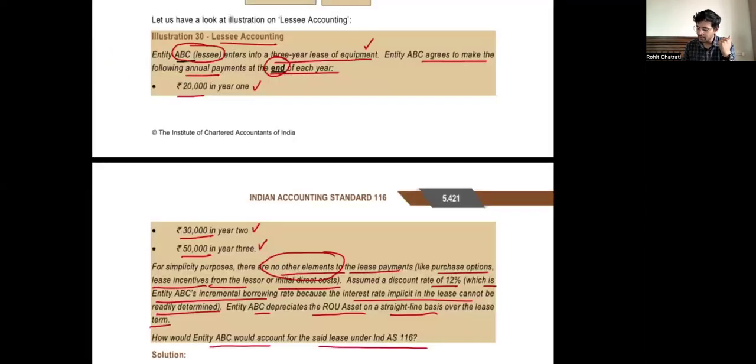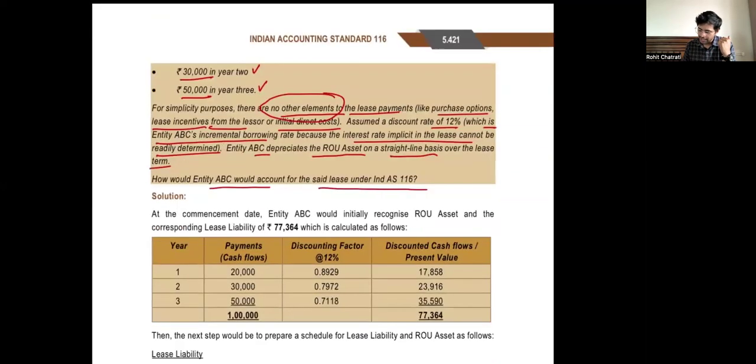Now, if you actually read through the question, it mentioned that discount rate of 12% is ABC's incremental borrowing rate because the interest rate implicit in lease cannot be readily determined. Because we were not able to determine the interest rate implicit in lease, we used the lessee's incremental borrowing rate. What is interest rate implicit in lease? We will learn that in the context of lessor.